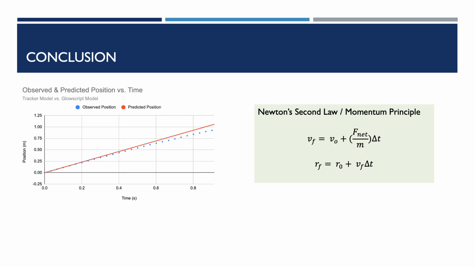The fundamental principle of Newton's second law was applied when creating the computational model. Observing the motion of an object at constant velocity solidifies the principle set forth by Newton's second law and creates a deeper understanding of this fundamental physics concept.